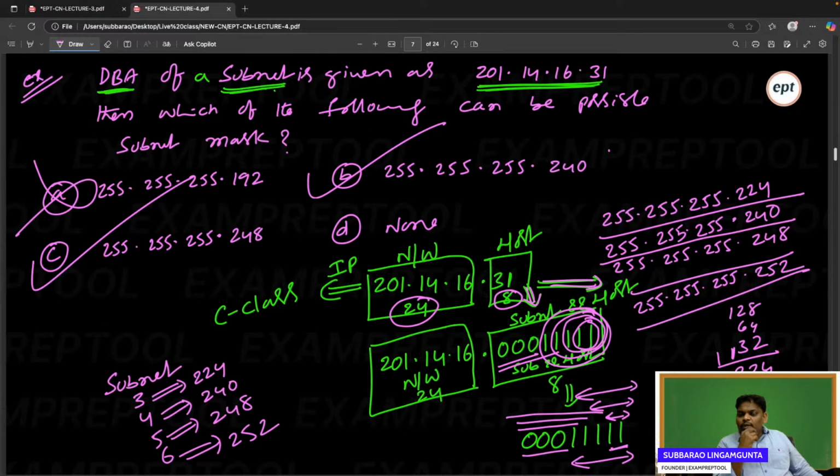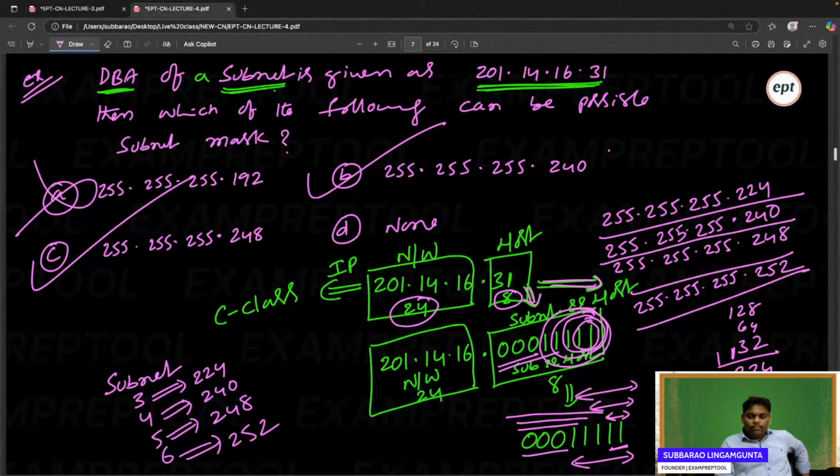Sir, how many bits maximum for the host part? The host part needs a minimum of 2 bits. If only 1 bit is there, the number of hosts is 2 power 1 minus 2, which is 0 hosts, so what is the use? With 2 bits, 2 squared minus 2 gives a minimum of 2 hosts.